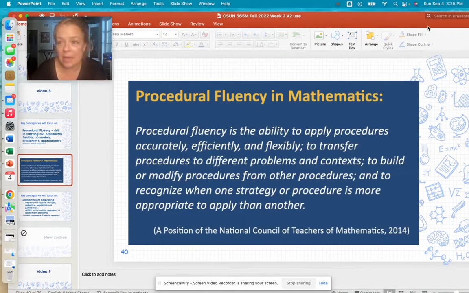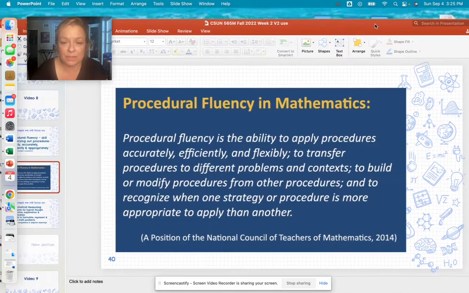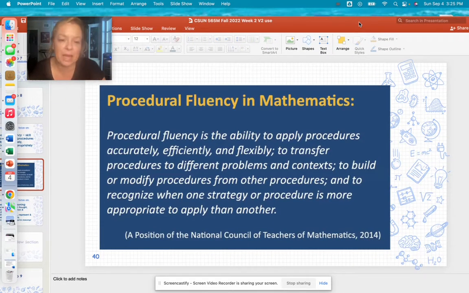So, NCTM defines procedural fluency as the ability to apply procedures accurately, efficiently, and flexibly; to transfer procedures to different problems and different kinds of contexts; to build or modify procedures from other procedures. So, if it works in one problem, can you make it work in another? Use what you know to do something you don't, and recognize when one strategy or procedure is more appropriate than another. Sometimes both strategies might work really well for one type of problem, but they might not work as well for a different type.